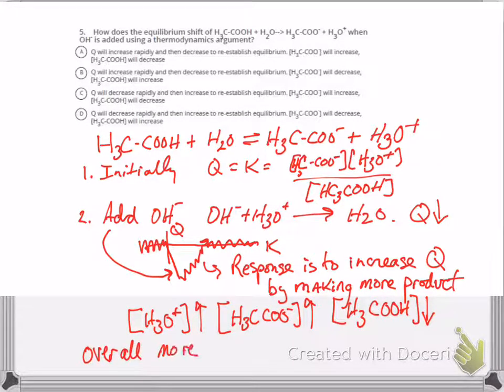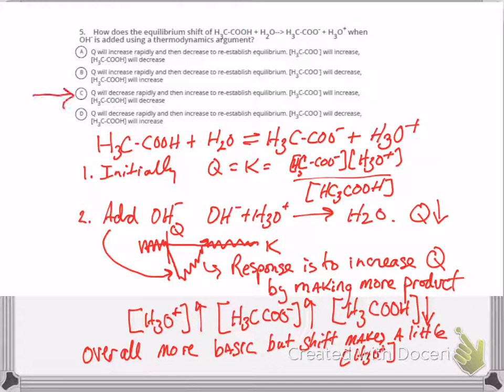But overall, the solution becomes more basic because we've added a strong base to the solution. The H3O+ that was removed in step 2: there's a slight adjustment of the system to make a little bit more, but it never makes the same amount that was initially reacted. So overall, whenever you add a base to a solution, it will become more basic. Anytime you add an acid to a solution, it will become more acidic overall. But the response of the system can be in a different direction. More basic, but the shift makes a little bit more H3O+.